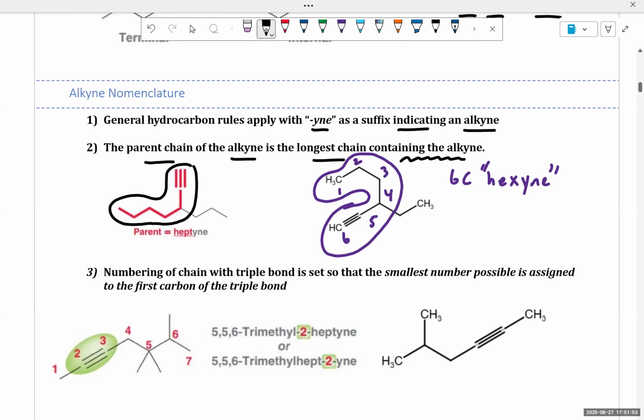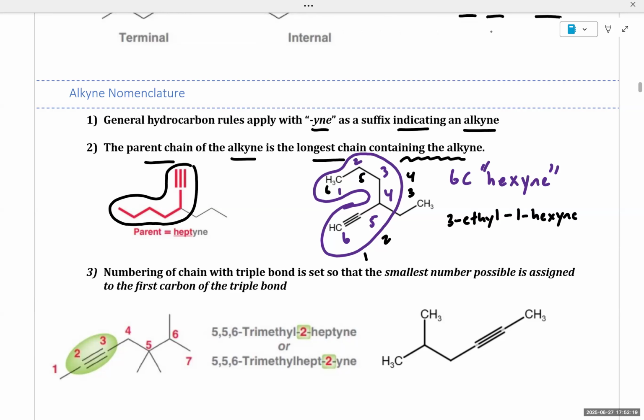The full name, just for your reference, would be 3-ethyl. 1, 2, 3, 4, 5, 6. So it'd be 3-ethyl hexyne. More specifically, to denote the alkyne position, would be 3-ethyl 1-hexyne. For now, we just practiced identifying the longest chain.